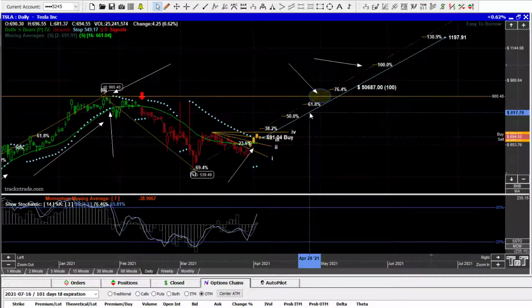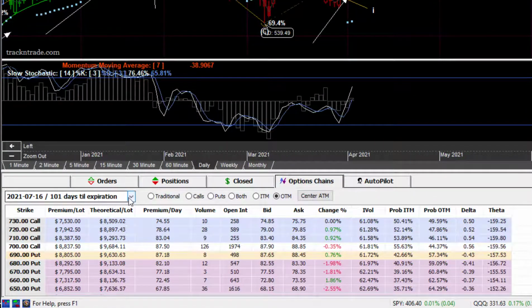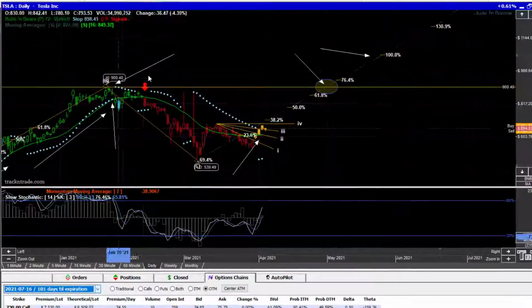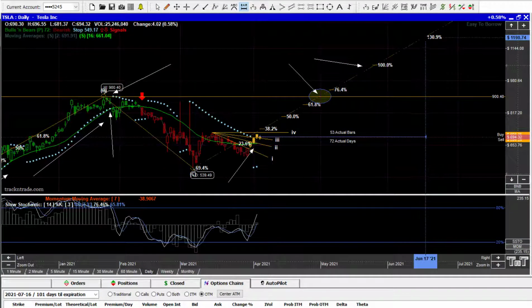Now, what can we buy one option for? Let's come down here and take a look. Now, I've got this set to 100 days. Again, if we come in here with our bar calculator and we go out there, that's about 53 days to the 130% level. So if we double that, we want to be out right around 100 days.